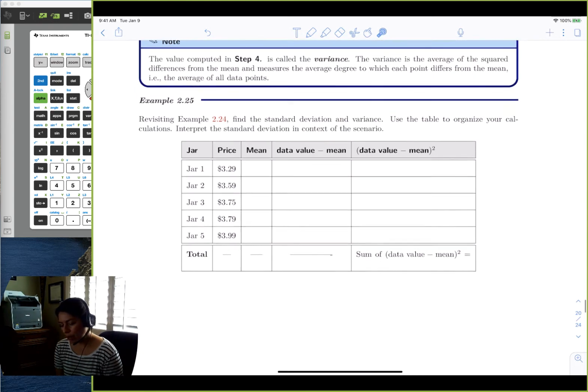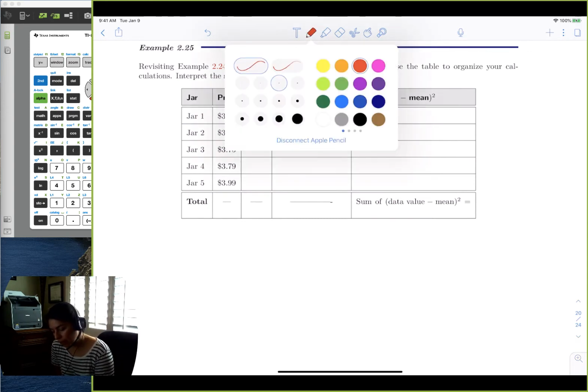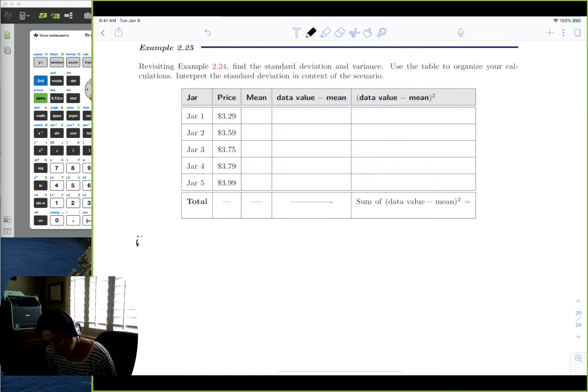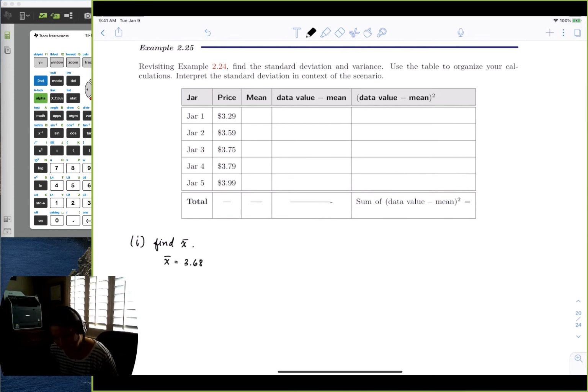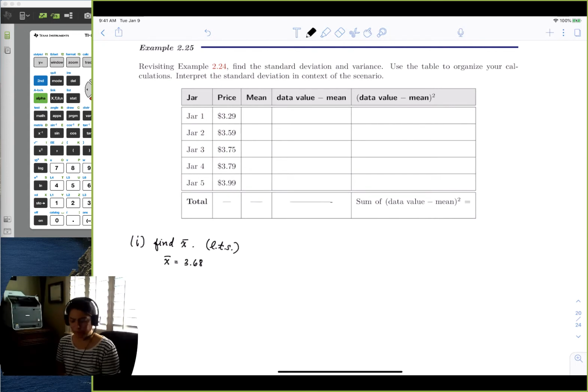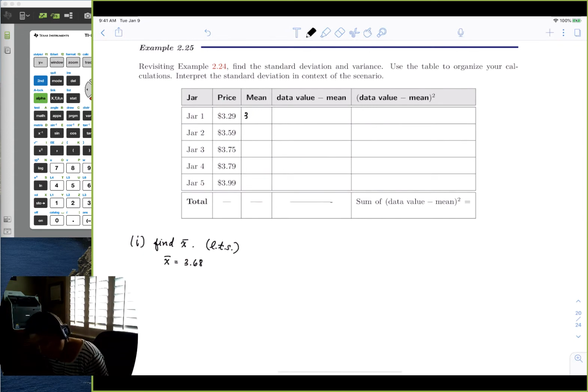So here are the prices of jars of peanut butter. The first thing you would want to do is find x bar, the mean of the peanut butter prices. Okay, and if we did x bar in the calculator, we would get the average to be $3.68. And so I'll go ahead and put LTS, leave to student. You could find the average by adding these 5 numbers up and dividing by 5. And so here is 3.68. I'll put 3.68 in each of these boxes.